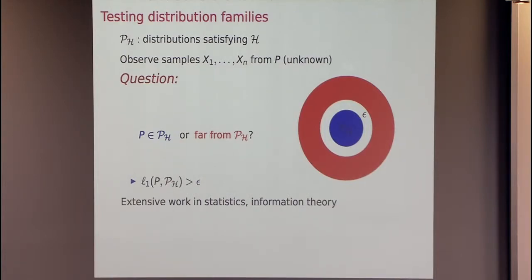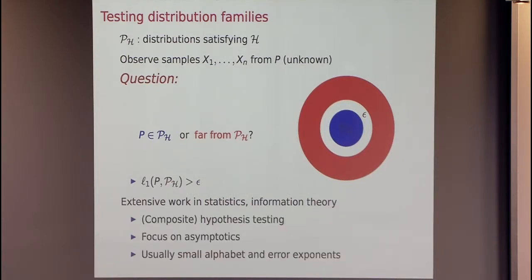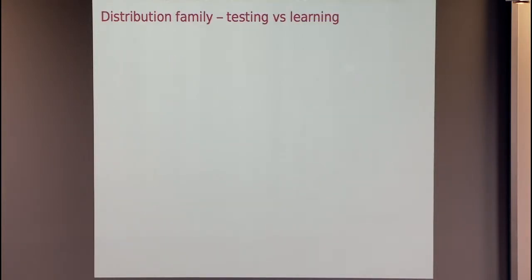There has been extensive work in statistics and information theory. Primarily, when we say composite hypothesis testing, you have two families of distributions and you just want to distinguish them. Most of the work has focused on the asymptotics, where you have distributions over fixed alphabets and you let the sample size grow to infinity. So we want to answer the question in a different setup, where we look at how many samples you need and how fast you can solve this problem.